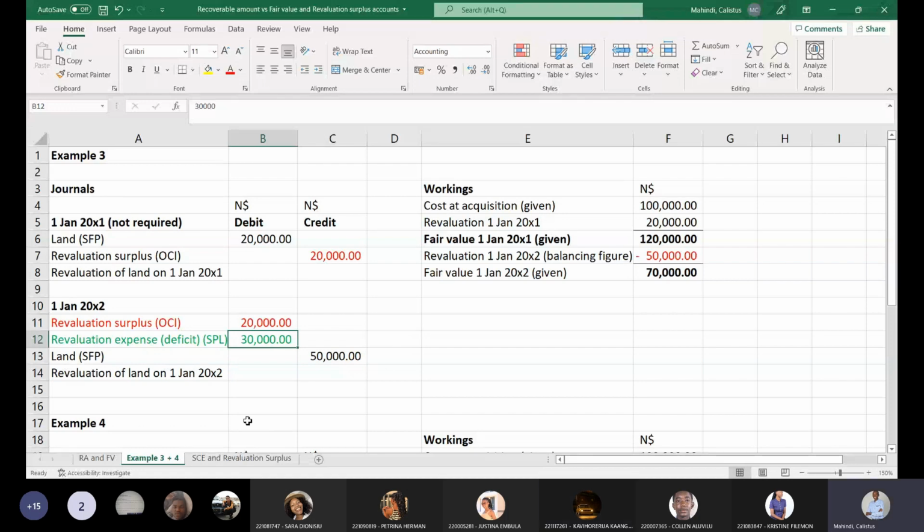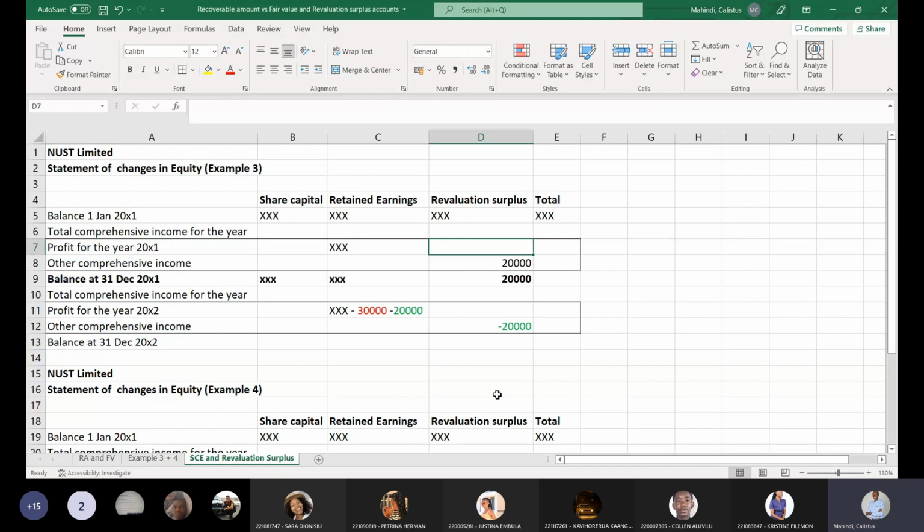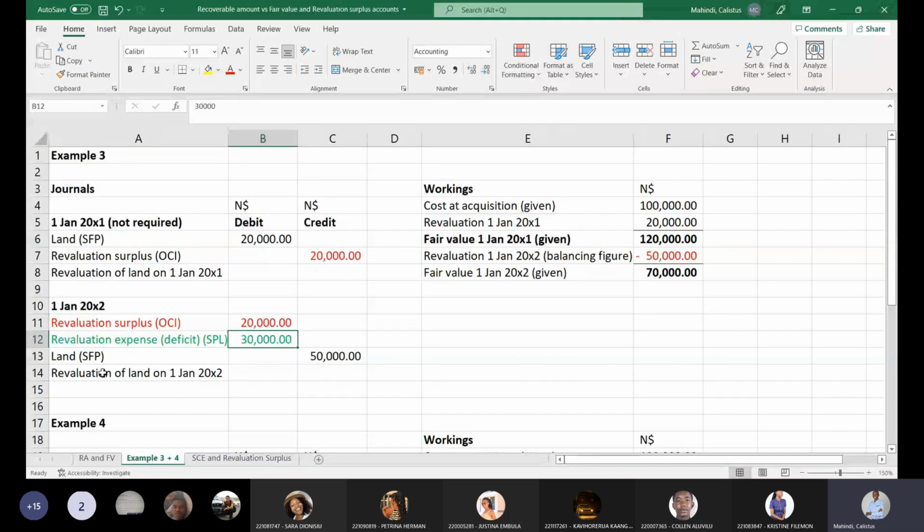You are not required to do this statement of changes in equity, but I just wanted to show you what it would look like. You are only required to prepare the journal entries. I just wanted to give you the big picture as to what it means when we remove something from OCI and take it to the profits. So that is just all that I wanted to show you.